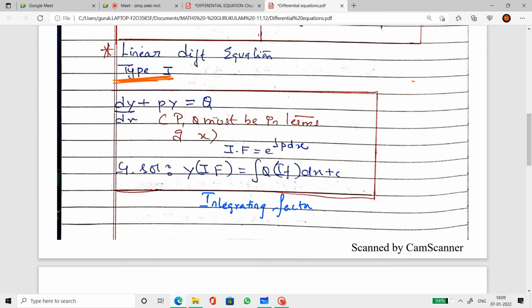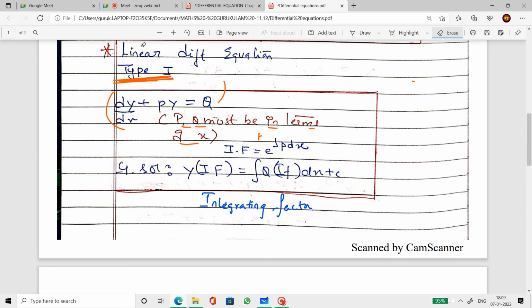Type 1, dy by dx plus py equals q, where p and q must be in terms of x, or it can be a constant. So once you find that the question is expressed in the form of dy by dx plus py equals q, filter or take out the p and q terms. Make sure that they are x terms or a constant. Then find the integrating factor. The integrating factor formula is e to the power integration of p dx.